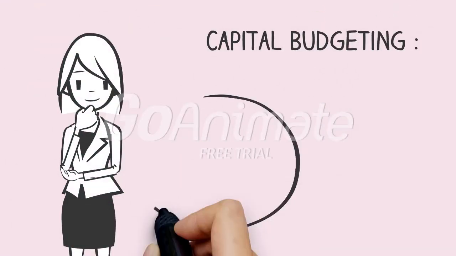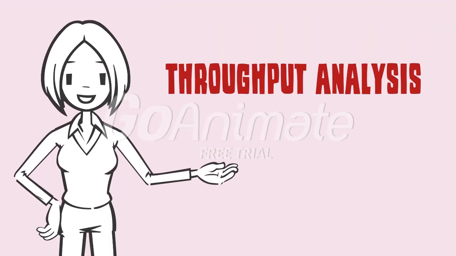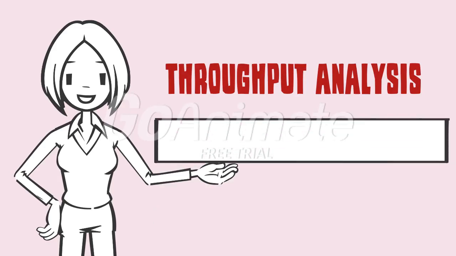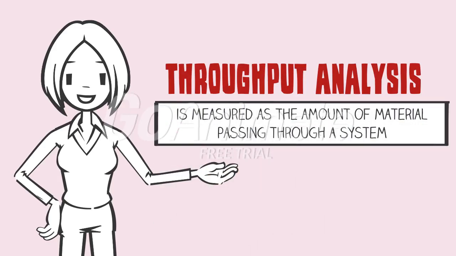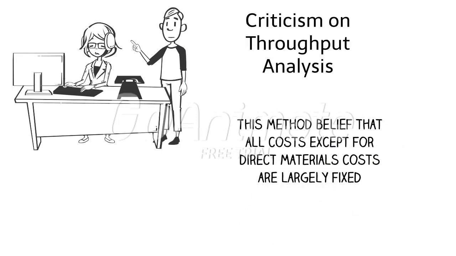Capital budgeting is a process in which a business determines and evaluates potential expenses or investments that are large in nature. Throughput analysis is measured as the amount of material passing through a system. It is the most complicated form of capital budgeting analysis, but is also the most accurate. Throughput analysis believes that all costs except direct materials costs are largely fixed.